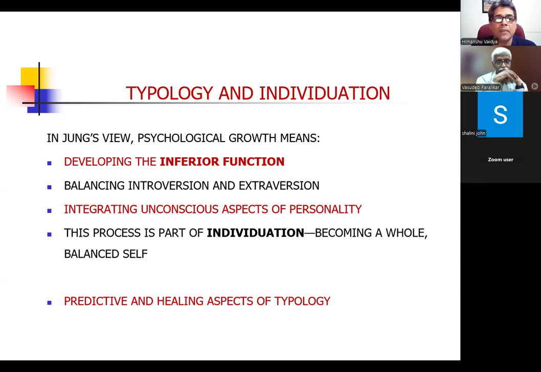So in Jung's view, for balanced development, the inferior function has to be recognized and developed. We have to consciously work upon our inferior function for balanced development of our personality. Second, we have to balance introversion and extroversion. That does not mean 50-50. It's not a mathematical balance. It's an individual subjective balance. For some person, 30-70 may be the right balance. For some person, 40-60 may be the right balance. So it's a subjective balancing, not a mathematical 50-50.